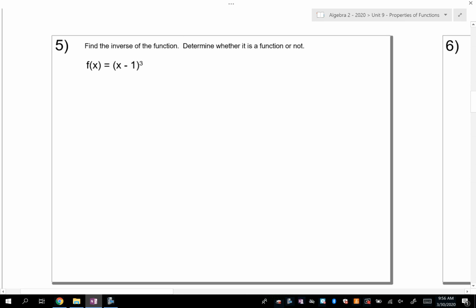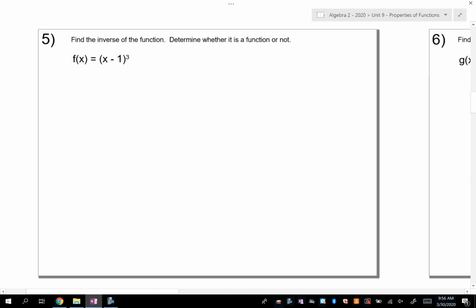Okay, let's move on to section 9.5. So 9.5 was starting with how to find the inverse of a function. And there's 4 steps to find the inverse of a function. The first step is to replace f of x with y. So I'm going to replace f of x with y to write y equals (x minus 1) cubed.